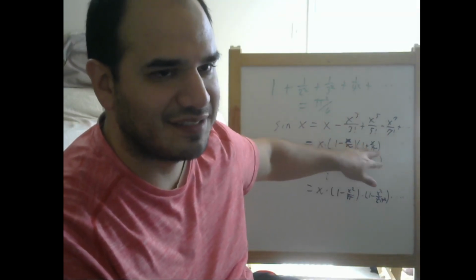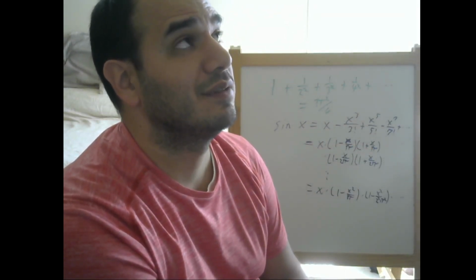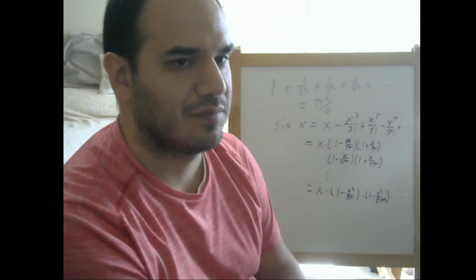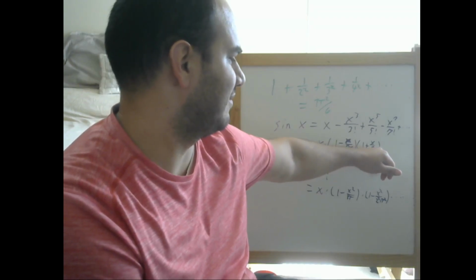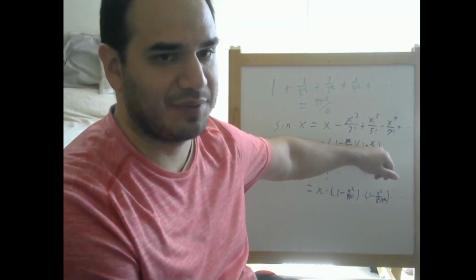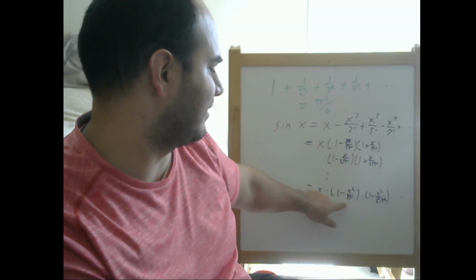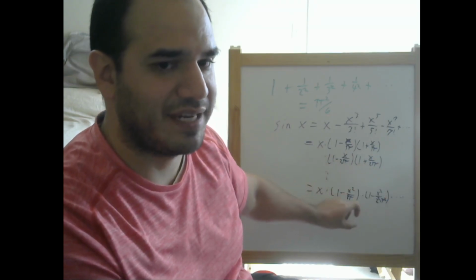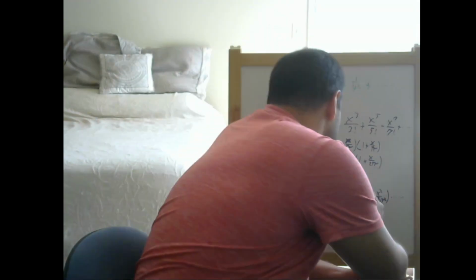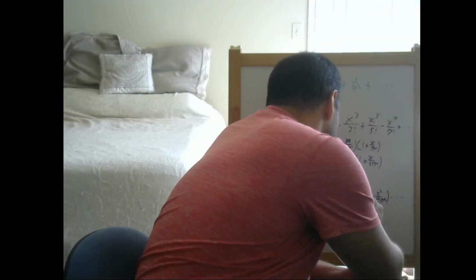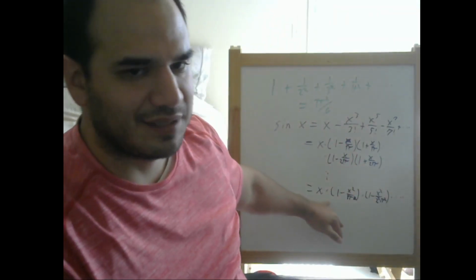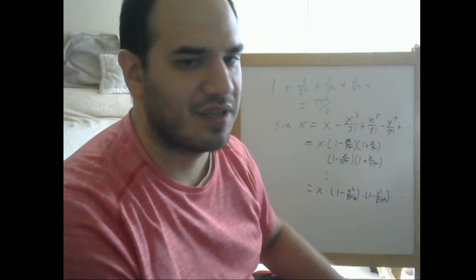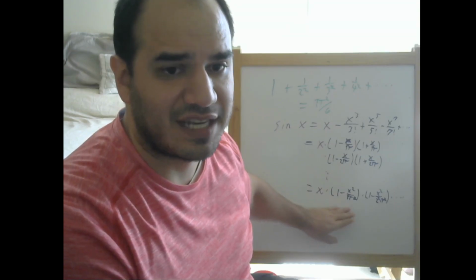So the product of 1 minus a times 1 plus a is going to be 1 minus a squared. So if this is a, and this is minus a and this is plus a, when we multiply them together, it's 1 minus a squared. And so that holds for each of these integer multiples of pi. So it's x times 1 minus x squared over pi squared times 1 minus x squared over 2 pi squared. So this is just another way of representing sine of x.